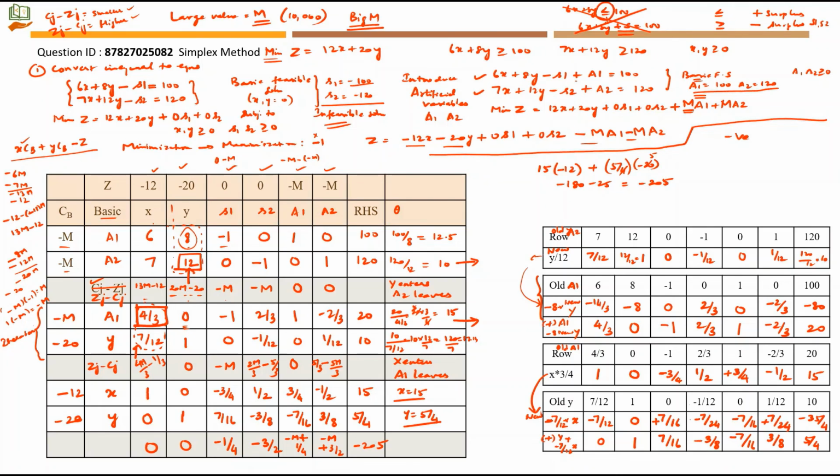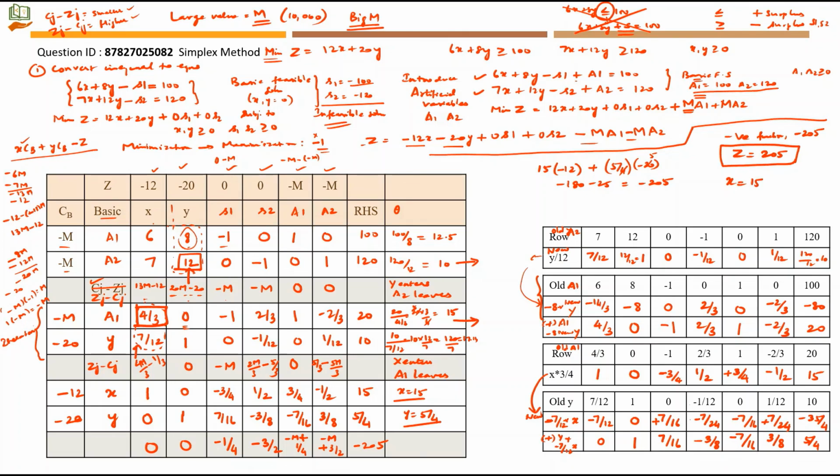For the negative function, you have got minus 205 as the answer. This is actually like minus z only, so z will have a value of plus 205. Why we have come to minus 205 is because it's a minimization problem. We have converted it into maximization by multiplying it with minus 1. So this minus indicates that it is a minimization problem and the z value is 205.